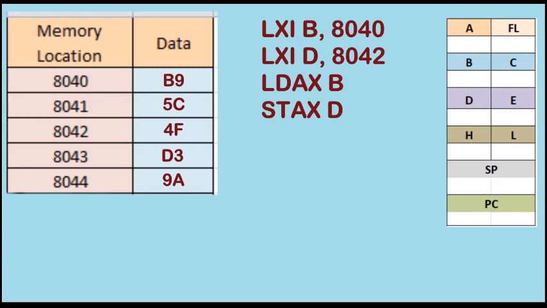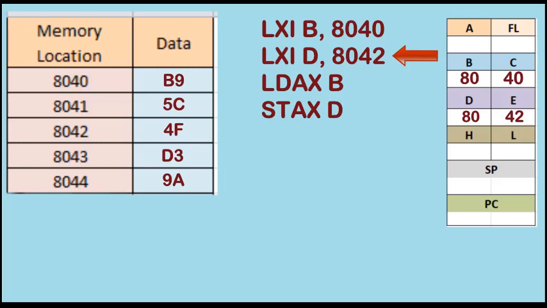Now we consider a few instructions. These are the four instructions we will consider to study LDAXB and STAXD. With the first instruction, LXI B, 8040, 80 gets stored in register B and 40 in C. With LXI D, 8042, 80 gets stored in D and 42 in register E.